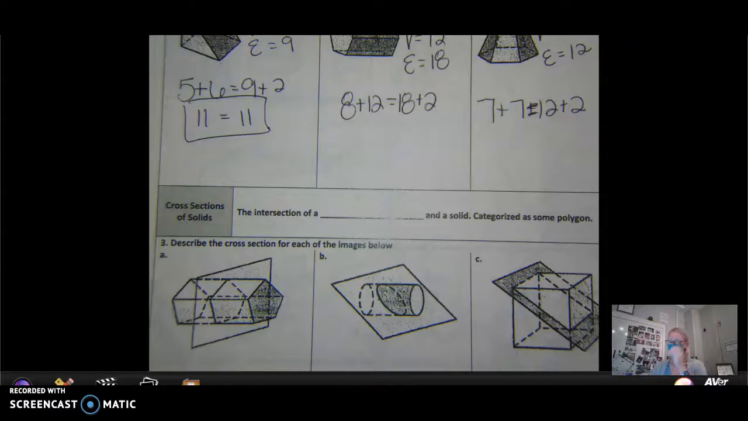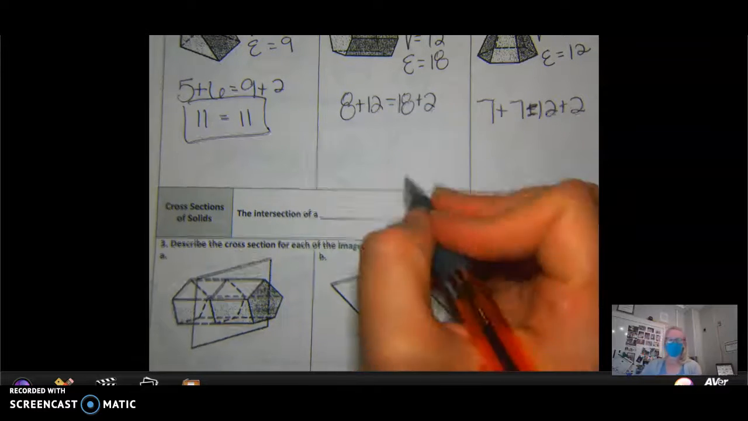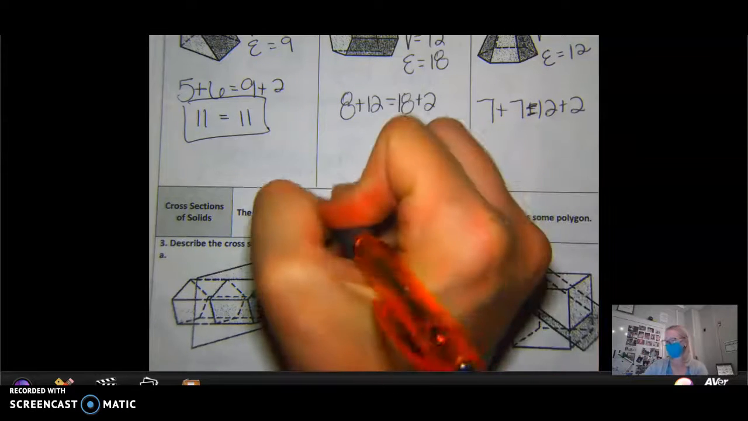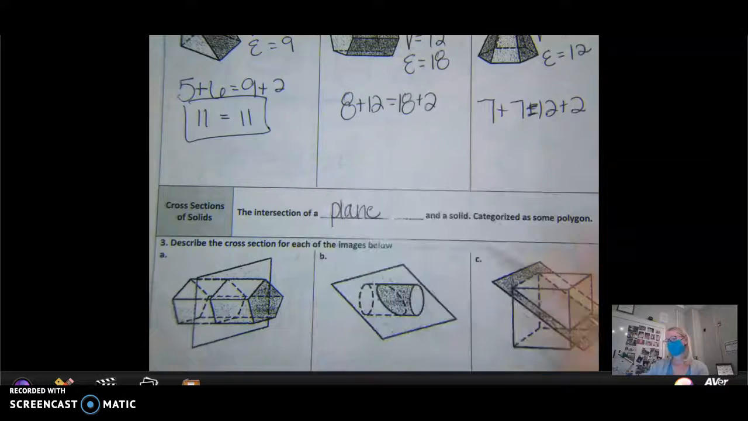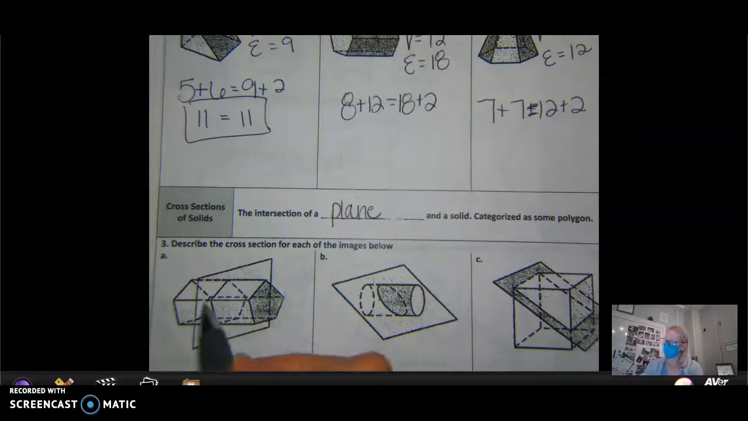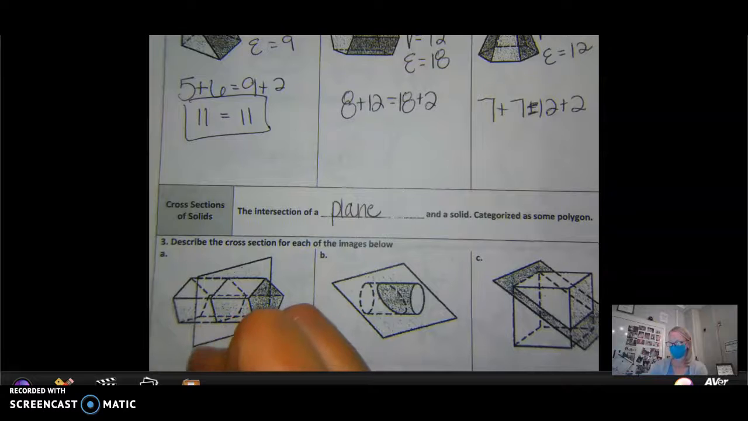Okay, so describe the cross-section of each image below. A cross-section is an intersection of a plane and a solid, categorized as some polygon. So the plane is like the sheet of paper or the knife cutting it, okay? These are kind of hard to see sometimes. They're doing a cross-section through the center. What shape am I going to cut? When I open it up, what shape am I going to see on both sides? This one's going to be a pentagon.